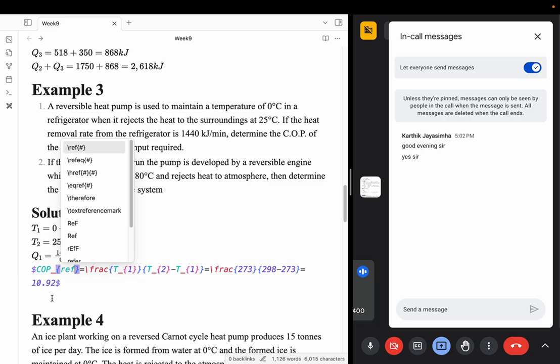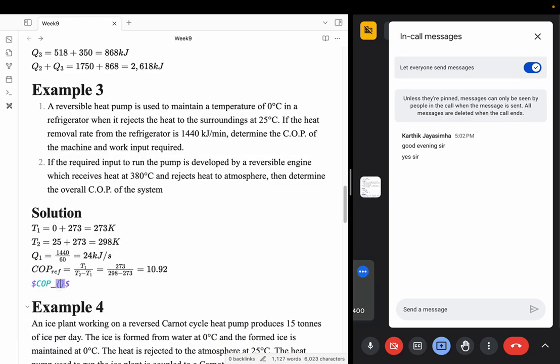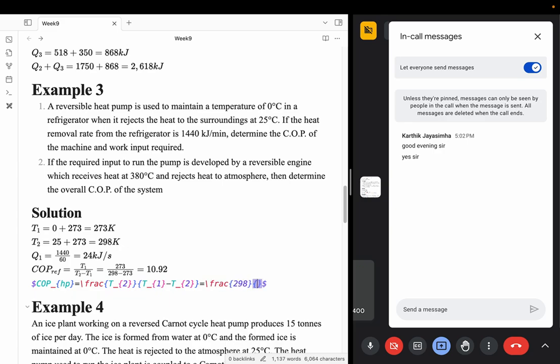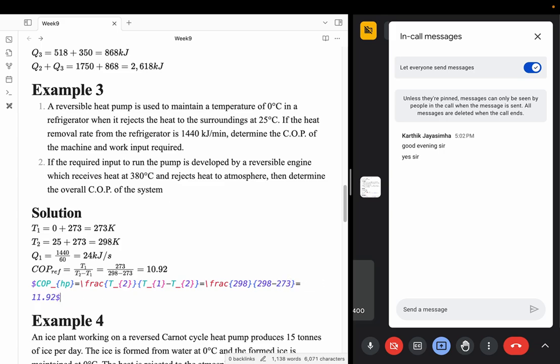I just use a subscript here. This is for the case of refrigeration. Now, if it were a heat pump, what would be my case? In case of a heat pump, the objective is to focus on the rejected one. So basically, instead of T1, it will be T2 by. Now, the work done calculation is straightforward. You know COP and you know the heat rejection rate. So what is the work done?